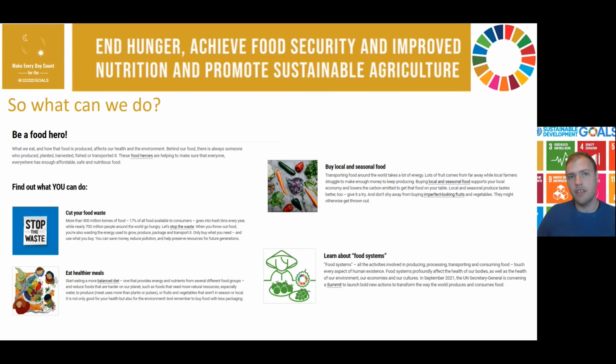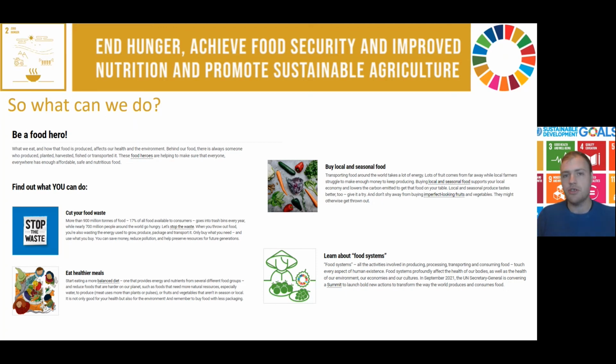And the last one here, learn about food systems, is something I think is really important. Whenever you buy or consume something, think about where it's come from, how it's been produced, and understand all those different impacts that go into that, and that can help inform our food choices. So as with all the goals, just educating yourself a bit is a really powerful way to start seeing how we can take action and make progress towards the goals.